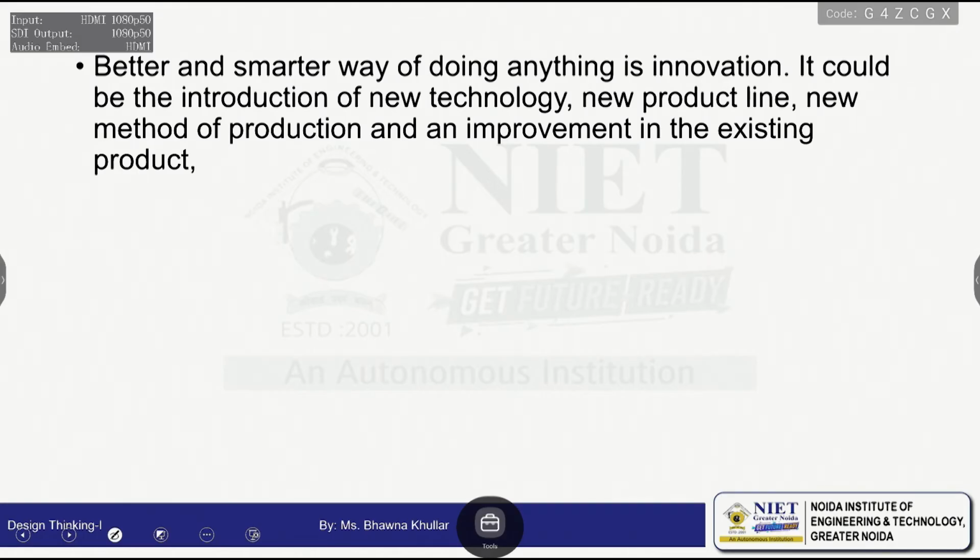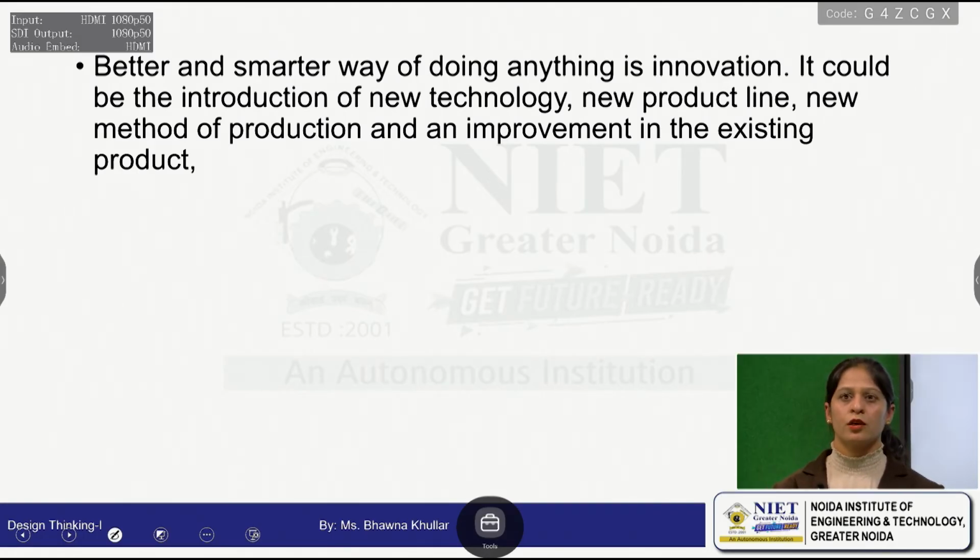Better and smarter way of doing anything is innovation. It could be the introduction of new technology, a new product line, a new method of production, or an improvement in an existing product. When you add good, better features to any device, that could be an innovation. It is good for new technology.